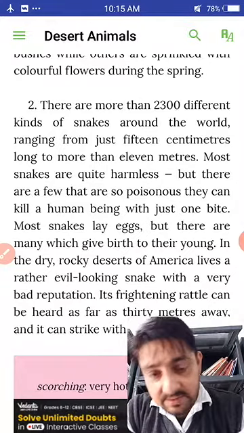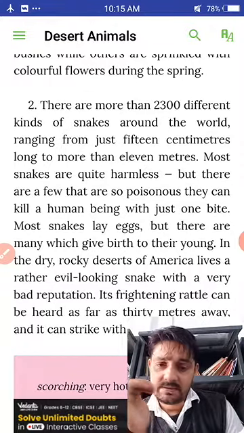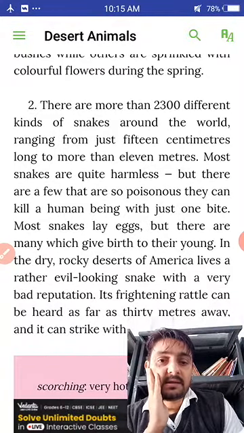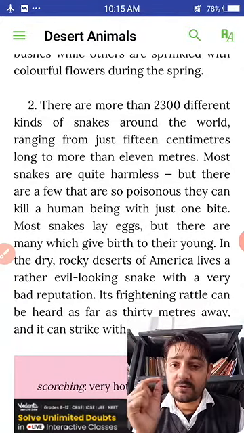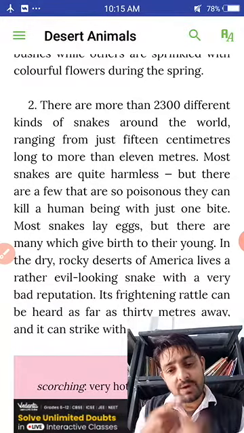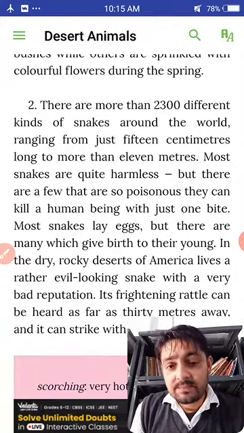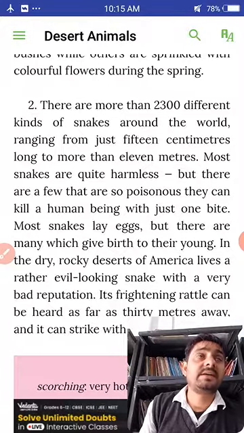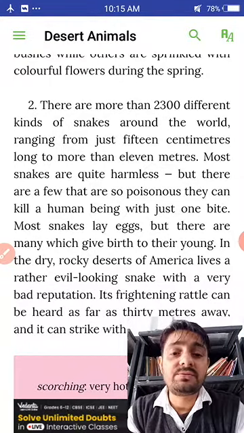Some snakes are quite harmless. When they bite you, it does not affect you; it will not give any poison to your body. But there are a few snakes that are so poisonous that they can kill a human being with just one bite. Most snakes lay eggs, but there are many which also give birth to their young. Some snakes do not lay eggs, but give birth to their young.